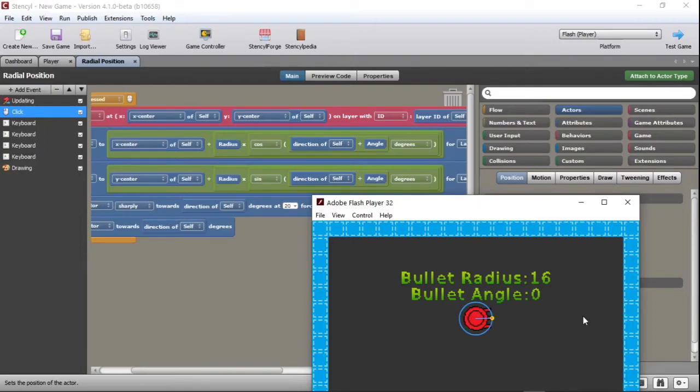Let's begin with the X position. X center of self plus radius times cosine of the direction of self plus angle as degrees. Breaking it down. X center is the center of your actor, from where the circle will start. Radius is the radius of the circle, or the distance from the actor's center to create your projectile.